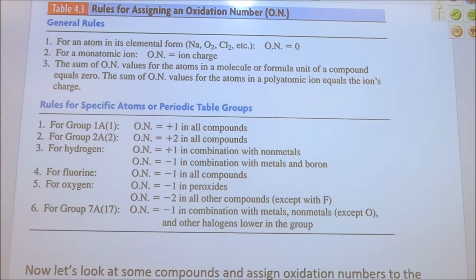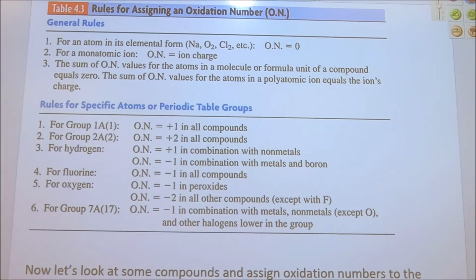In a peroxide, you have an oxygen single bonded to an oxygen, and then each oxygen is either covalently bonded to something like a hydrogen, or it's ionically interacting with something like sodium, but that's why it's -1, okay? The oxidation number for oxygen in all other compounds is -2, except when bonded to fluorine. And then it gets a funky oxidation number of +2, okay?